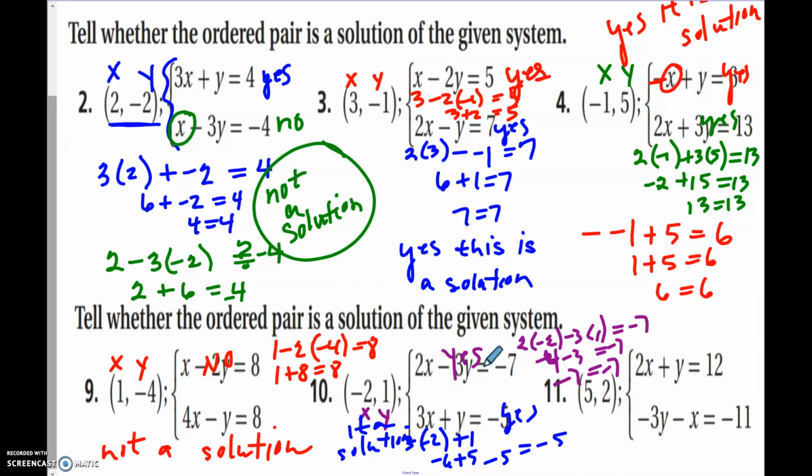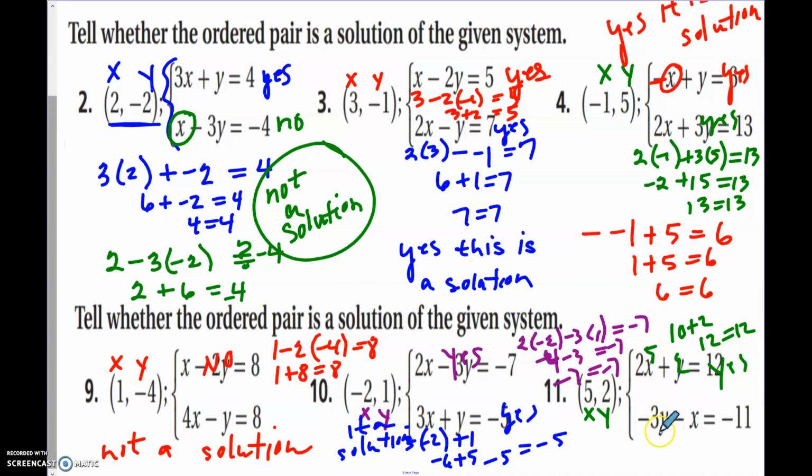All right, on to the last one that we have here. So this is x, this is y. So in place of x, I'm putting a 5, and in place of y, I'm putting a 2. So 5 times 2 is 10 plus 2, so 12 equals 12. So yes, it absolutely worked here. So let's put it in the next one.